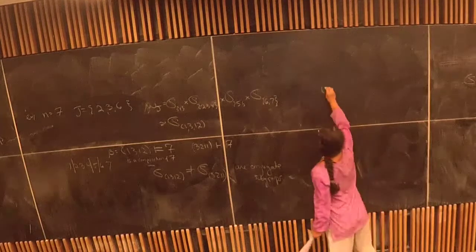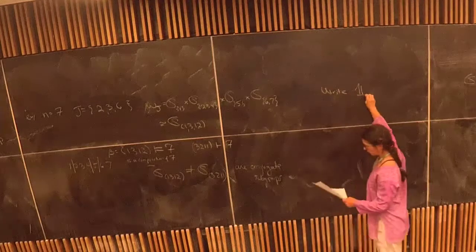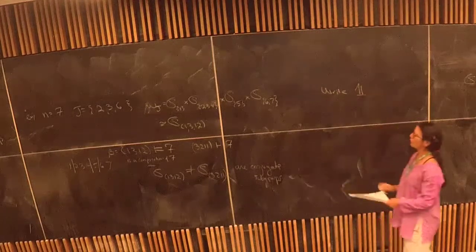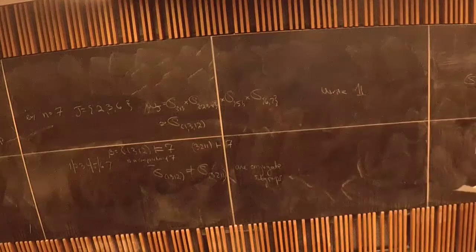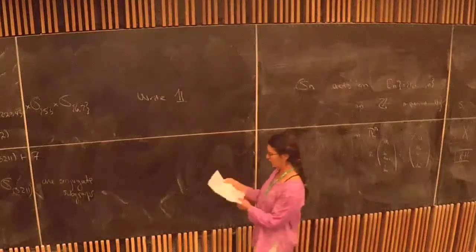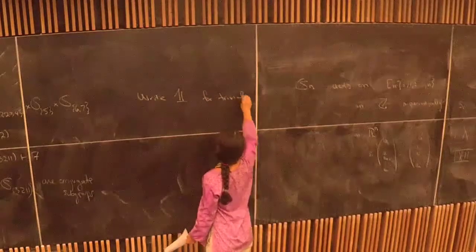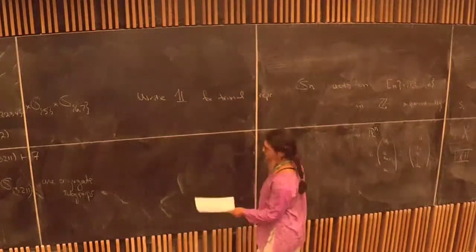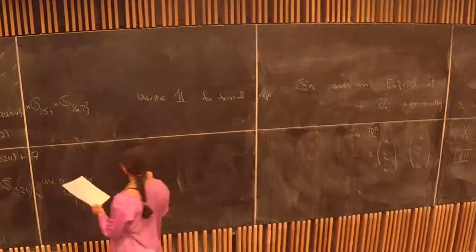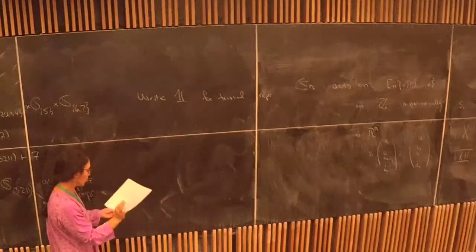So let me write bold 1 for the trivial representation. And I'm going to use bold ones a lot of times when a trivial representation makes sense, and it might not always be the same exact one, but it's always going to be the trivial representation, right? I'm going to use that loosely in whatever context I want.